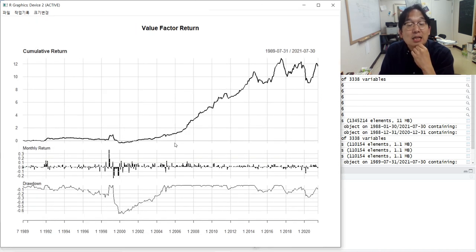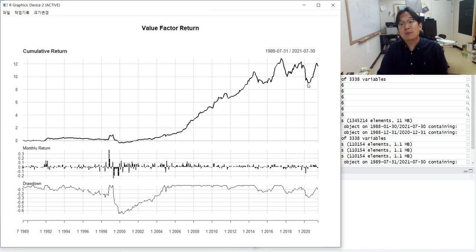So it was performing a lot better, right? Size was playing around 0 to 2, right? But value factor performed up to 12 times, right? 12 times, up until here, right? That's in the middle of 2010s. But recently, the value factor has been performing poorly. Okay, value companies have been performing poorly.